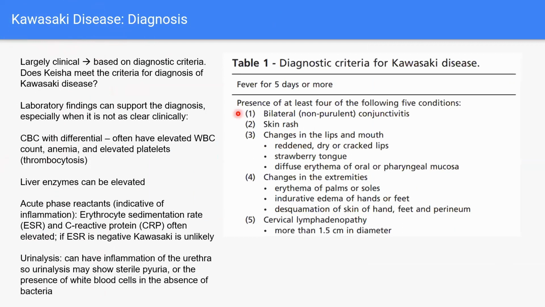Okay, so with a diagnosis, it's largely clinical. And here's the diagnostic criteria. So you have to have a fever for 5 days or more, and then you need at least 4 of the following. So you guys can read through that, but you can see that our patient Keisha had many of these, right? Now, it is a largely clinical diagnosis. It's not a diagnosis that's made based on labs, but you can do labs to help if, for example, the diagnosis is not as clear, it can help the picture more.